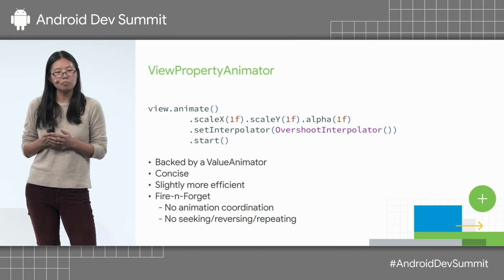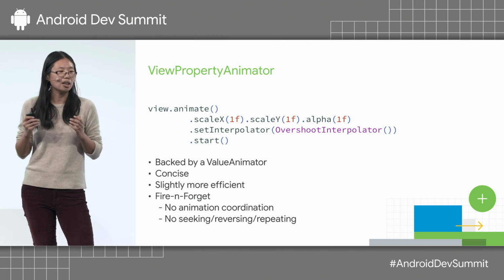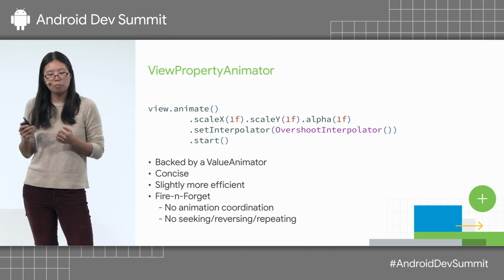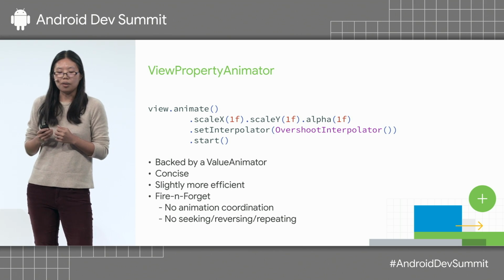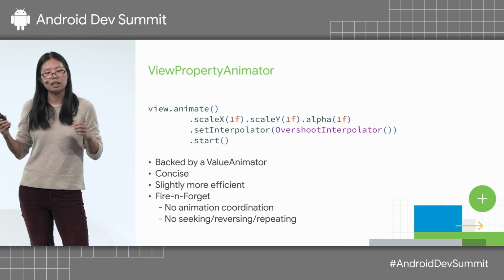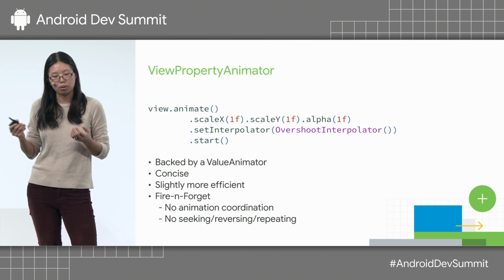Some people ask me, is view property animator as efficient as ObjectAnimator? I can assure you it's actually slightly more efficient than ObjectAnimator. The reason for that is view property animator has been optimized for animating view properties. As a result, it ensures that for all the view properties that you're animating, there's only one pass of invalidation triggered per frame.